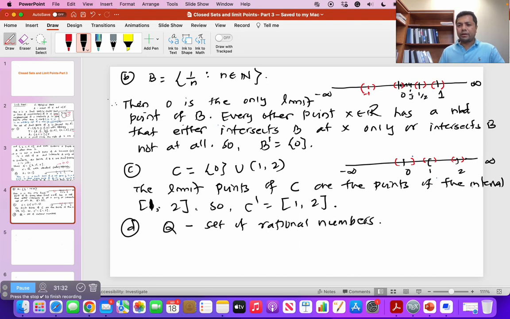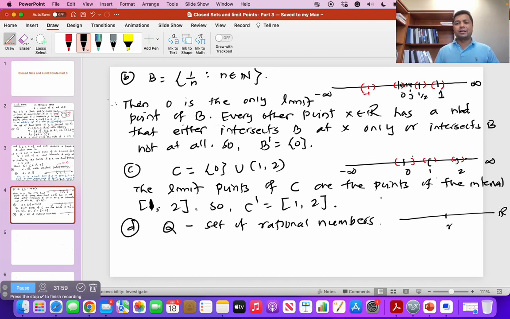Then the set of rational numbers. In this case, the set of limit points of Q is going to be the set of all real numbers, because any interval containing a real number contains both rational and irrational numbers. Let me repeat one more time. If you have a real number, it doesn't matter whether it is a rational or irrational number.